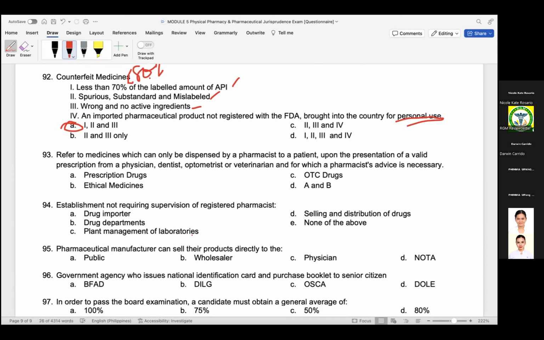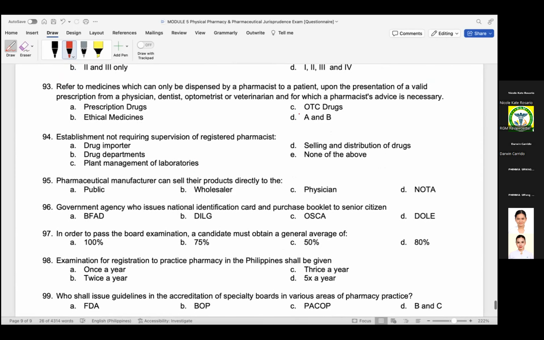Next, number 93. Refer to medicines which can only be dispensed by a pharmacist to a patient upon the presentation of a valid prescription from a physician, dentist, optometrist, or veterinarian, and for which a pharmacist's advice is necessary. A, prescription drugs. B, ethical medicine. C, OTC drugs. Or D, A and B. Since meron tayong prescriber, mga prescription products. So, prescription drugs are also ethical medicine or ethical drugs. So, letter D is the correct answer. A and B.